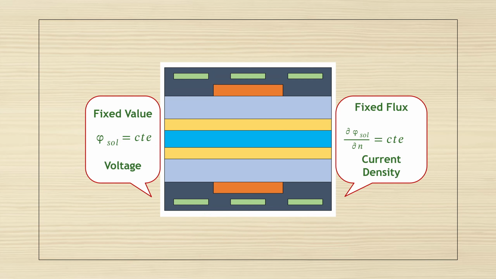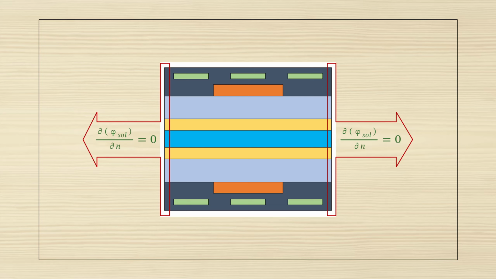Note that the fixed potential value indicates the voltage of the electrolyzer, while the fixed potential flux indicates the current density of the electrolyzer. Electrons pass only through external boundaries in contact with the electric circuit. So for the other external boundaries of the electrolyzer layers, we use the potential flux condition, so that we define the electric potential flux as equal to 0.